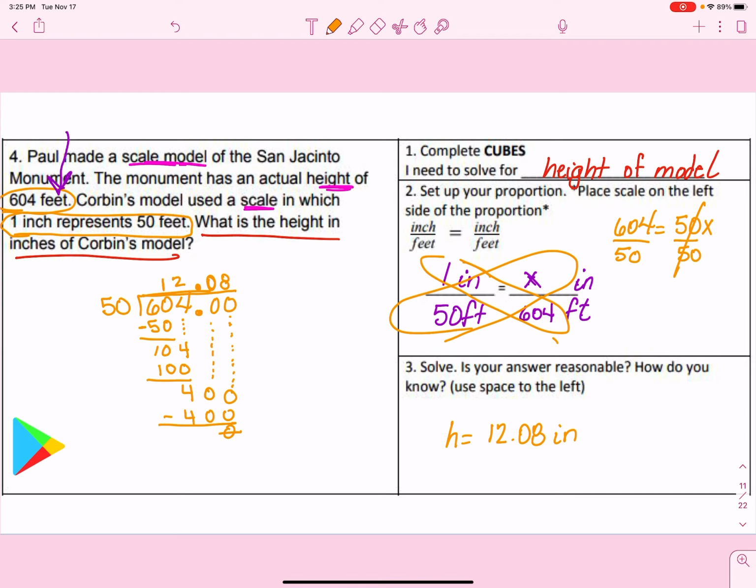Is your answer reasonable? Well, yes. If I look at my side-to-side comparisons, I can tell that 50 multiplied to 604 more than 10 times, because 10 times 50 would be 500. So I know that to get from feet of my ratio into inches of the measurement, I would have to multiply by more than 10. So that is reasonable.